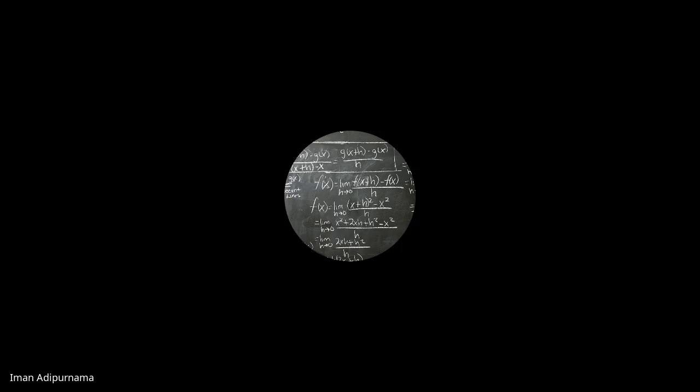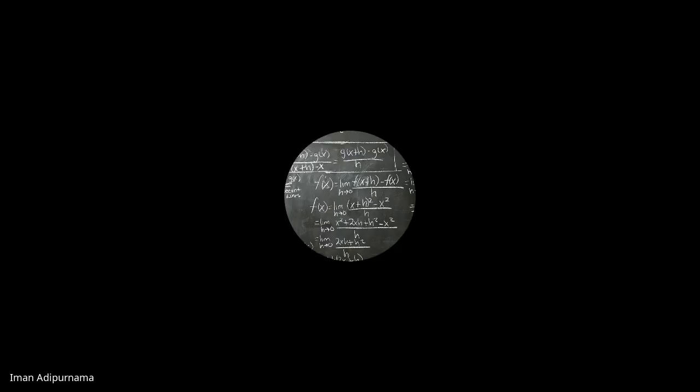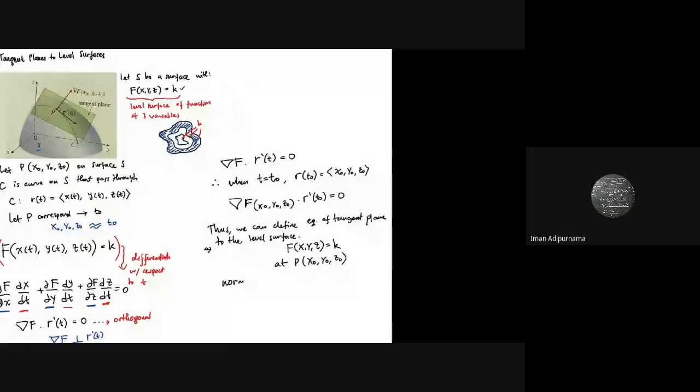So we can define the tangent plane to the level surface. This level surface of F(x, y, z) equals k at (x0, y0, z0), right? And then the normal vector, if we look at the normal vector, is the gradient vector, right?